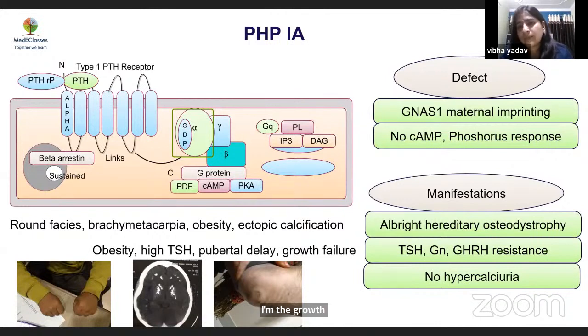Let me explain one thing here. If we talk about calcium absorption, the distal part, where 5% of the calcium is absorbed, has genetic expression controlled by both the mother and the father. And if there is a genetic defect from the mother, the normal father gene will take care of the absorption of the calcium. That's why there is no hypocalciuria in PHP type 1A.